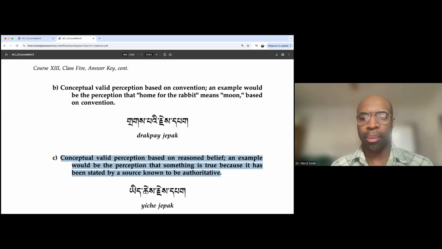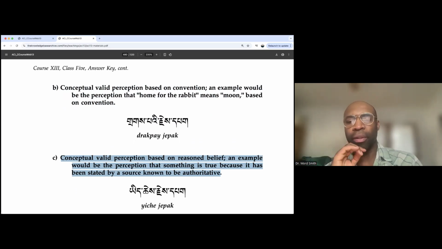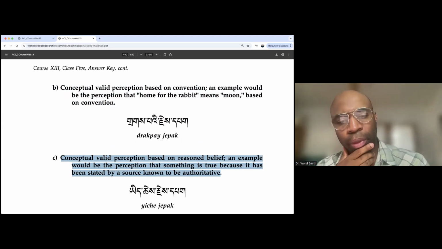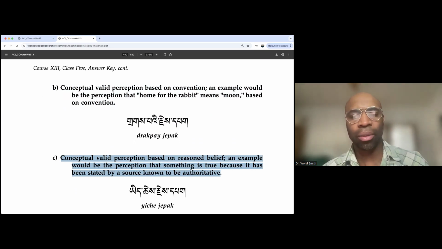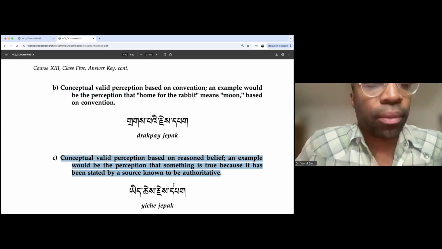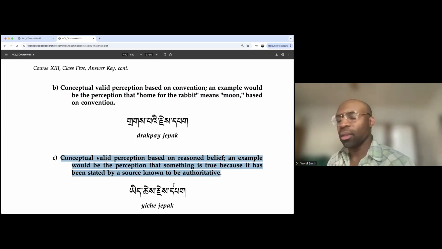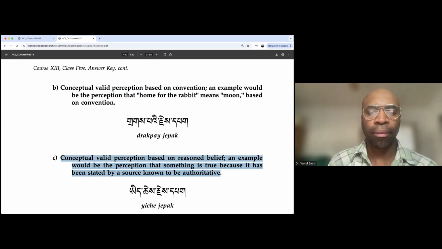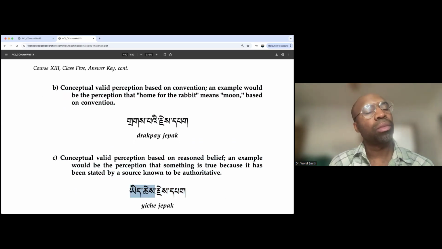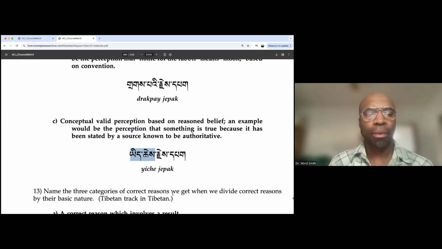And then, conceptual valid perception based on reasoned belief. An example would be the perception that something is true because it has been stated by a source known to be authoritative. Yeah, like the Buddha or your Lama, whoever is valid for you. Yid che J-Pak. Yid che means belief or kind of conviction. Something like that. I don't know. All right.